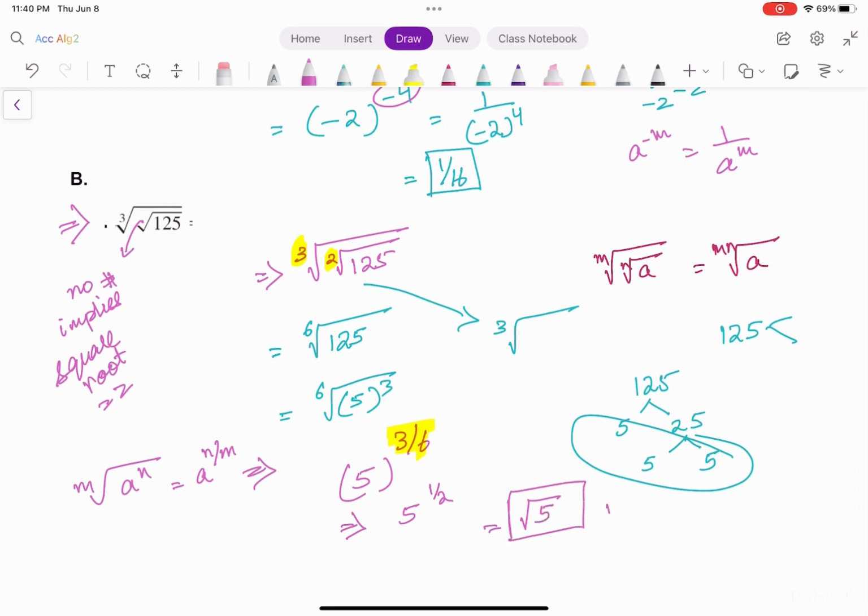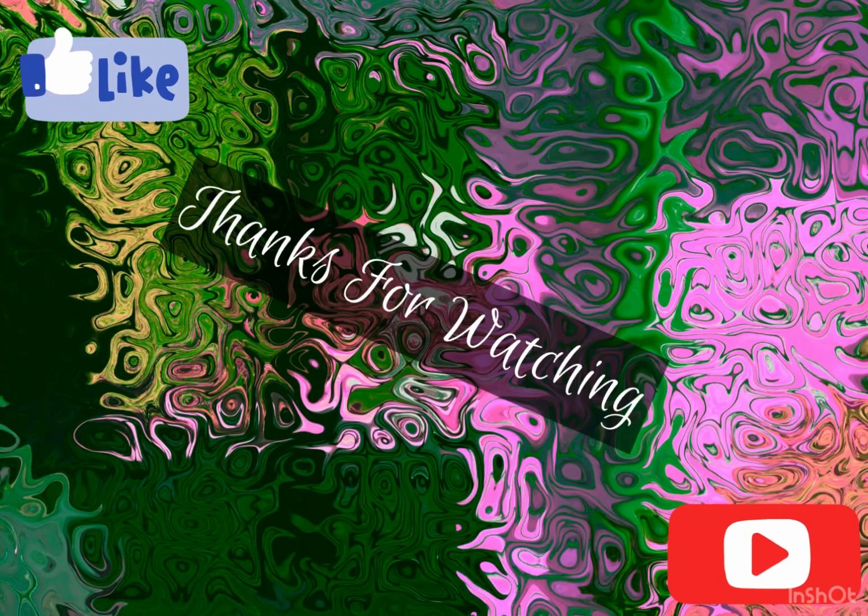This problem is very, very interesting. Because if you try to approach it, okay, let me find the square root of 125, you will end up with 5 radical 5, and then you have to find the cube root, right? So using different properties, these two different properties that I have highlighted, it will make sense.